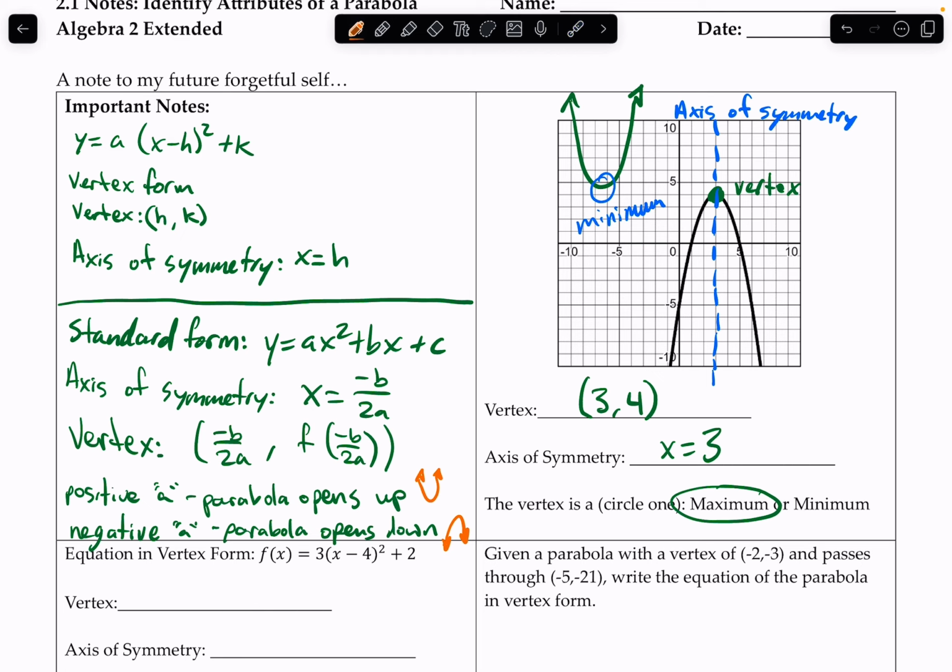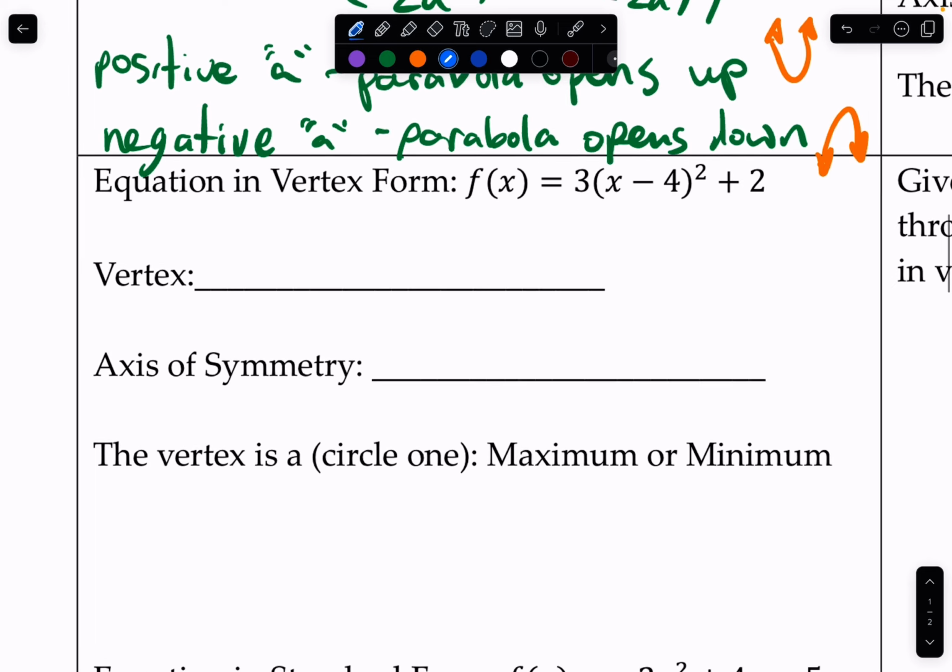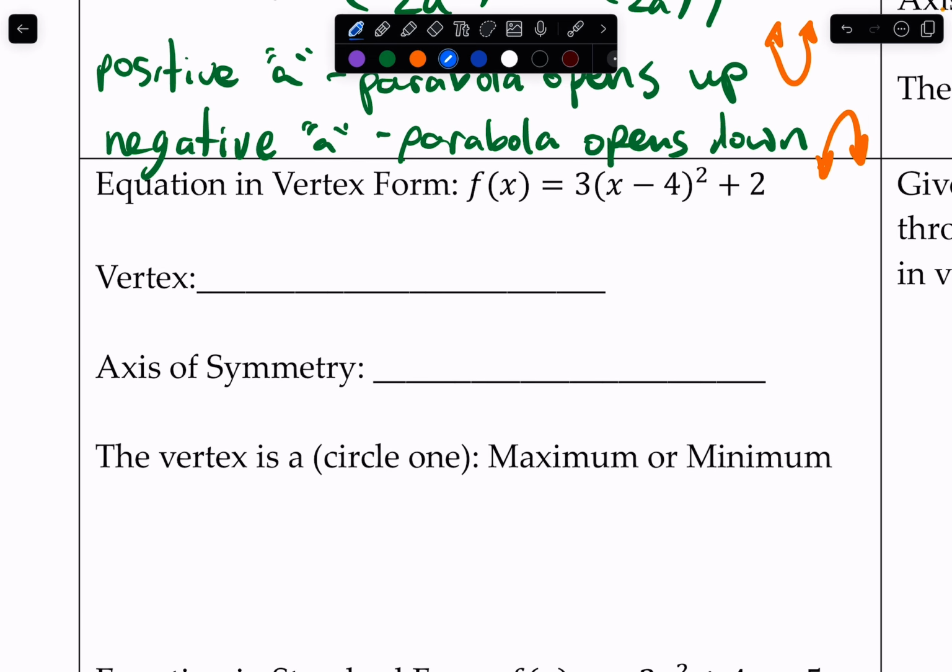Let's work through a few practice problems, and hopefully those will be beneficial to you as you work through this stuff. First one, we have an equation in vertex form here. We're going to find the vertex, and we're going to find the axis of symmetry. Just a refresher, this is a times x minus h squared plus k. I can look at this and figure out my vertex because my vertex is h comma k. My h value is 4. It's actually positive 4. It says x minus 4, and if I look at my formula, it's got that minus in it as well.